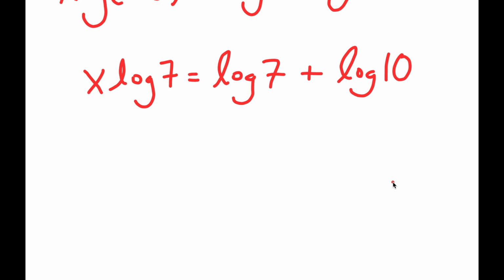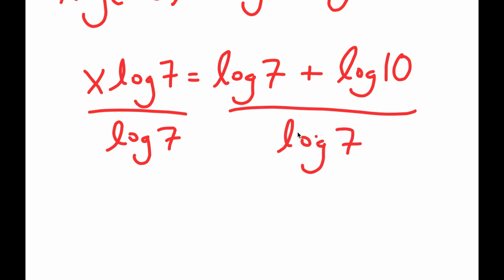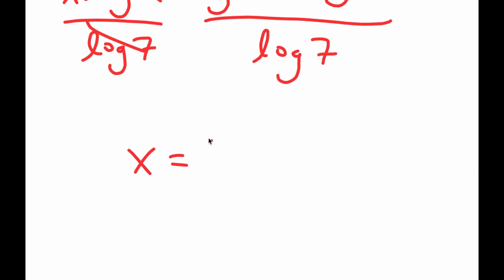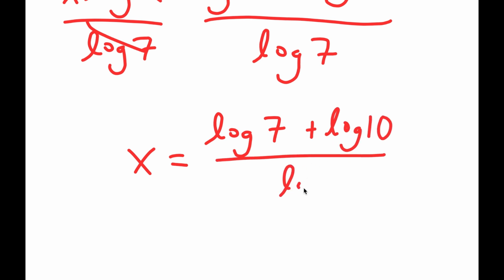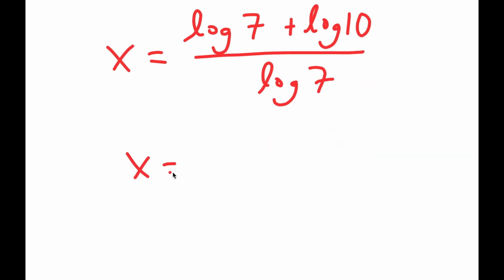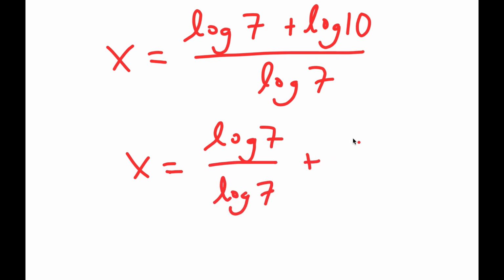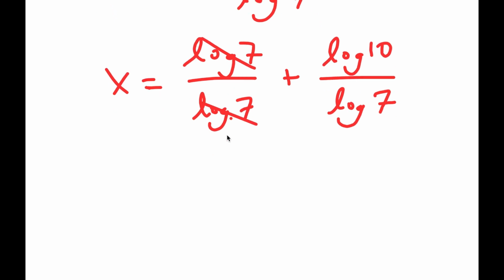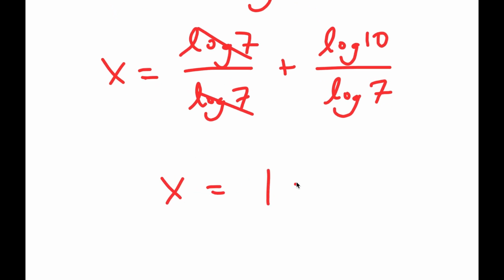So now from here, what I'm going to do is divide both sides by log 7, because we obviously want to isolate x, so the only way to do that is to get rid of this log 7. So then these two cancel out, and I get x is equal to log 7 plus log 10 over log 7. And I can rewrite this as log 7 over log 7 plus log 10 over log 7. Now log 7 and log 7 cancel out, so I get x is equal to 1 plus log 10 over log 7.